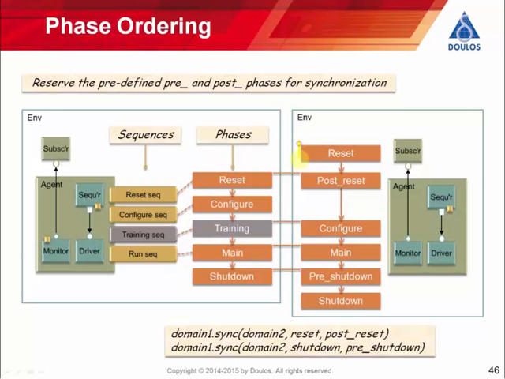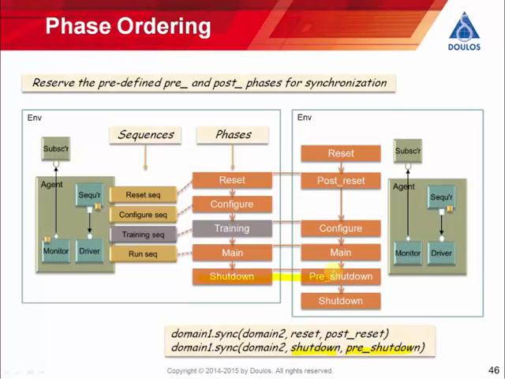So suppose that you want the reset phase in one domain to occur before the reset phase in another domain. Well, we can't just use sync to do that directly, but what we can do is make use of pre and post phases. So we suggest that a really good idea is to reserve the predefined pre and post phases for synchronization across phase domains. So here we're syncing the reset phase of domain 1 with the post reset phase of domain 2. And again, we're syncing the shutdown phase of domain 1 with the pre-shutdown phase of domain 2.